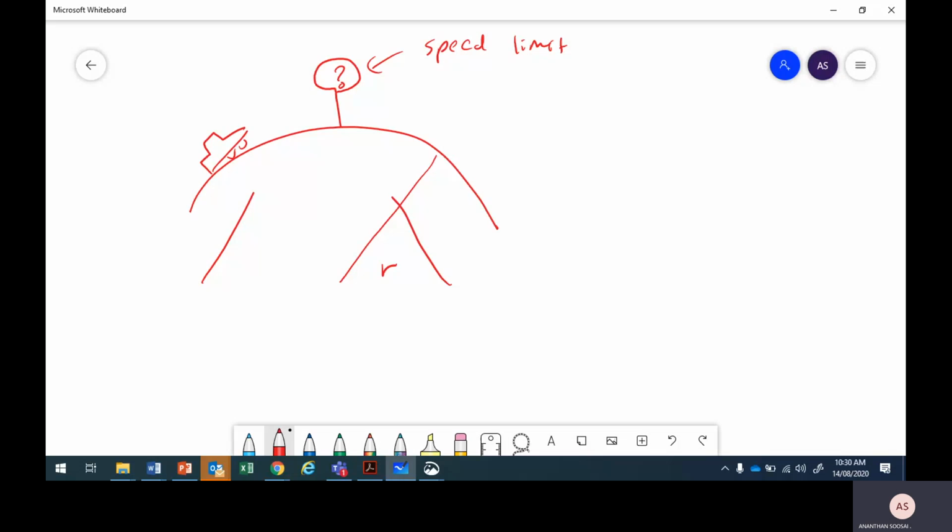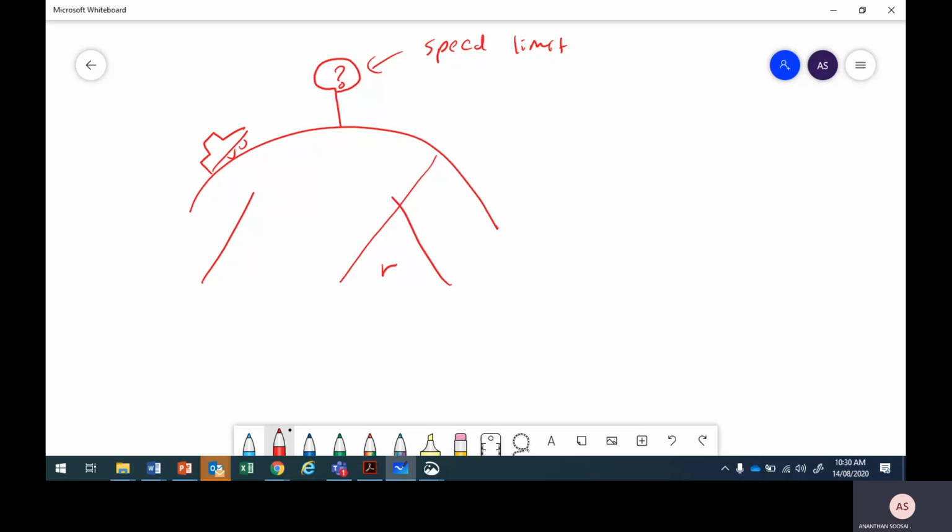Speed limit here means the limit that you never take off. So a bridge with a smaller curvature, the flatter one, is safer. So big R should have a big speed limit, right? That's the visualization you should have.